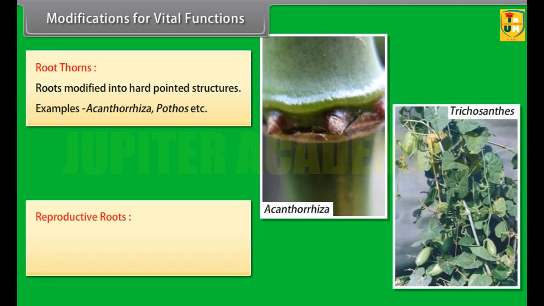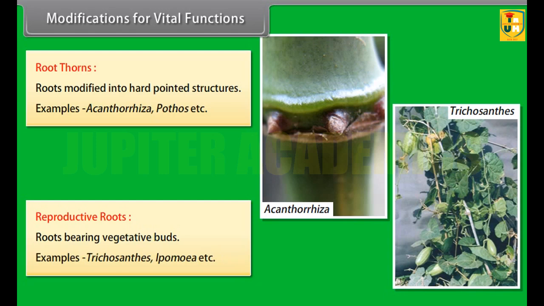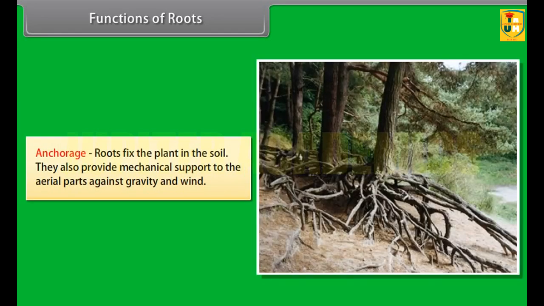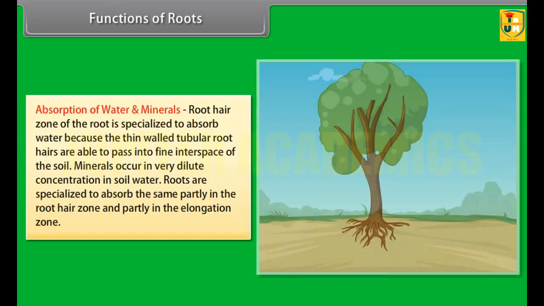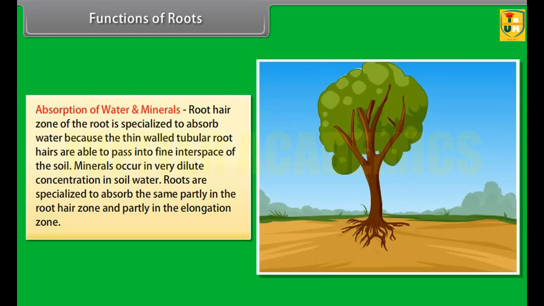Reproductive roots: roots bearing vegetative buds. Examples: Trichosanthes, Ipomoea, etc. Functions of roots. Anchorage: roots fix the plant in the soil. They also provide mechanical support to the aerial parts against gravity and wind. Absorption of water and minerals.